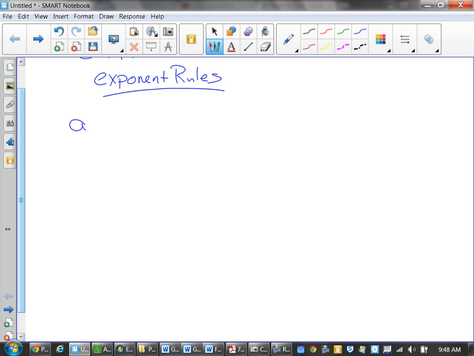If I have the same base raised to different exponents, and I'm multiplying them together, what do I do to my exponents? I add them. Good. This would equal a to the m plus n. If I have a base raised to a power, I multiply them. Okay?